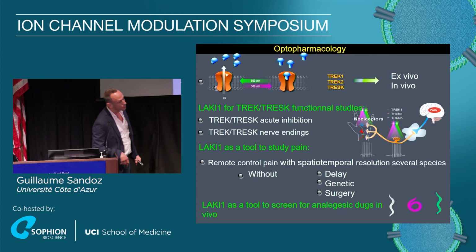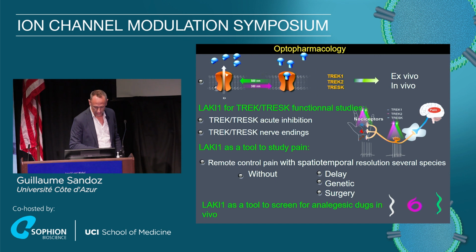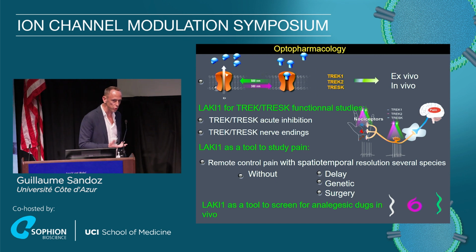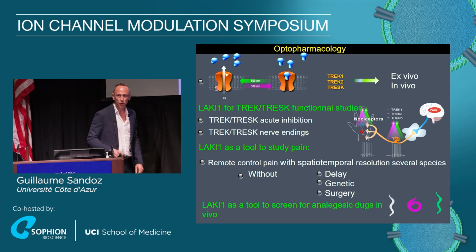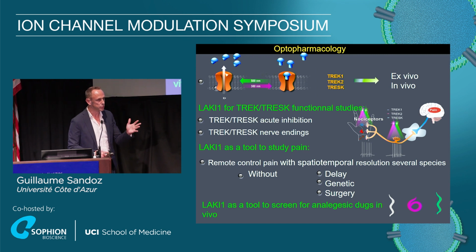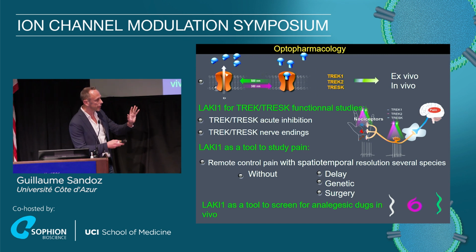Therefore, as I told you, we have been able to develop a molecule allowing us to study the function of the two-pore domain potassium channel. This molecule allows us to determine and to demonstrate that the two-pore domain potassium channels are localized in the vicinity of the epidermis, at the level of the nerve endings, and their acute closing is sufficient to induce allodynia or hyperalgesia.